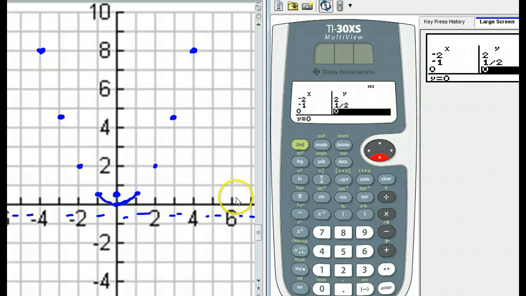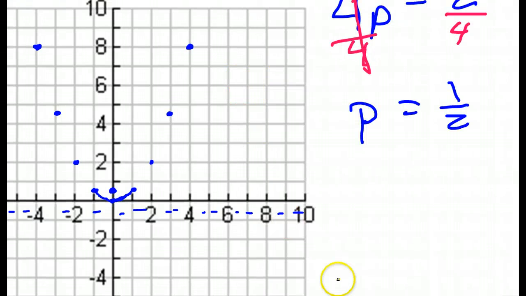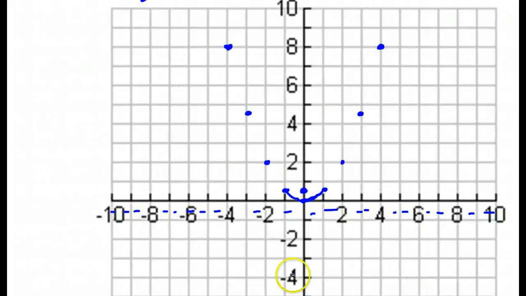So that gives us a much more accurate picture. So when you want total accuracy, if you're allowed to use your TI-30, that's what you should do. Okay, so that's going to give us a more accurate graph.